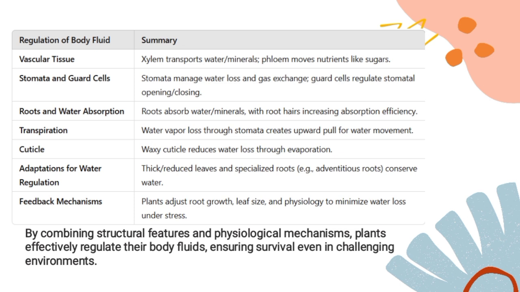Adaptations for water regulation. Thick or reduced leaves and specialized roots. Example, adventitious roots conserve water. Feedback mechanisms. Plants adjust root growth, leaf size, and physiology to minimize water loss under stress. By combining structural features and physiological mechanisms, plants effectively regulate their body fluids, ensuring survival even in challenging environments.